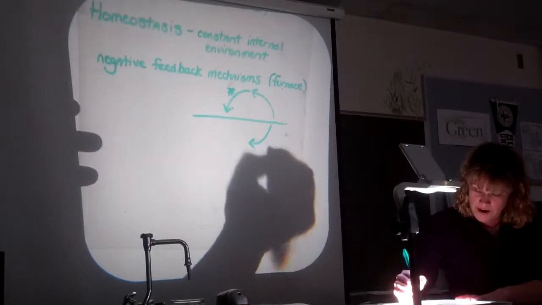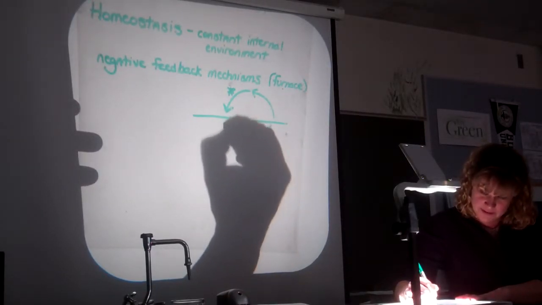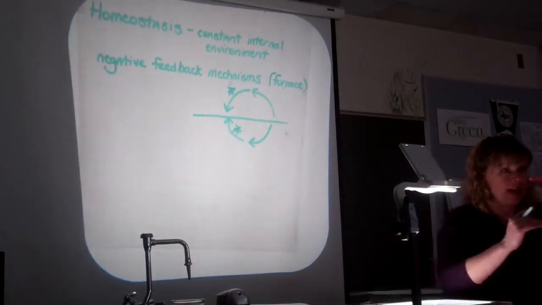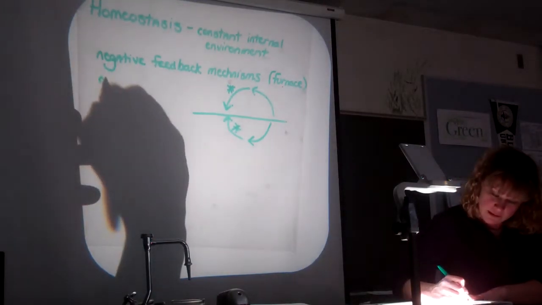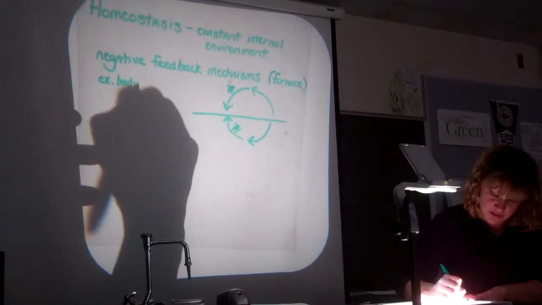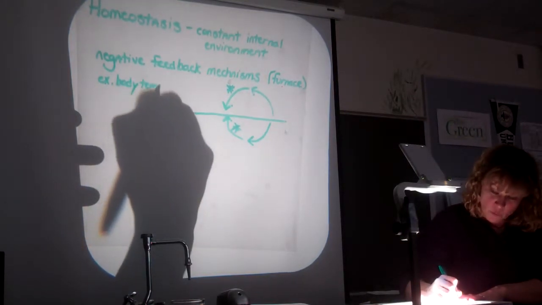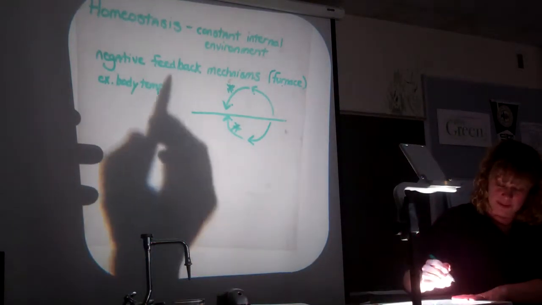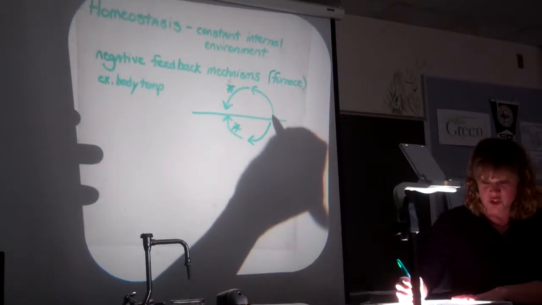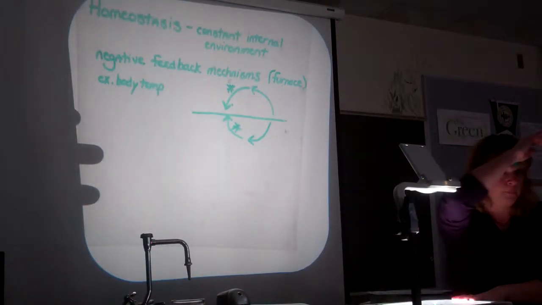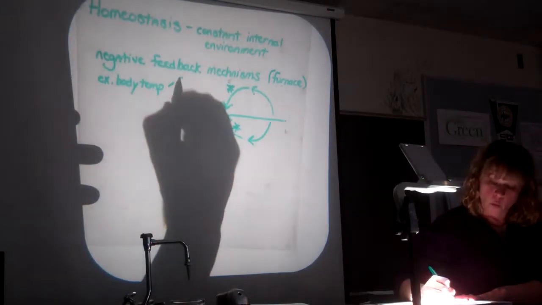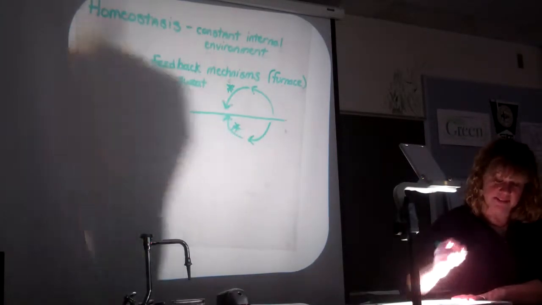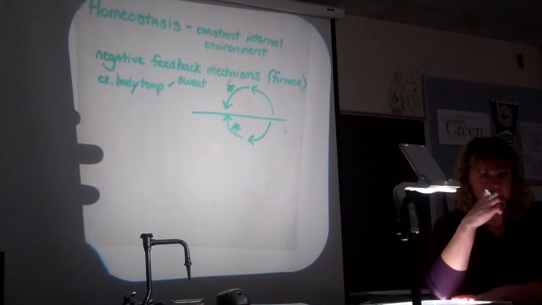It could go out of whack this way, and the negative feedback mechanism would be in place to bring it back to normal. Body temperature is done this way. Again, when we're at 98.6, but if our body temperature gets too warm, we sweat. Sweating is considered a negative feedback mechanism.